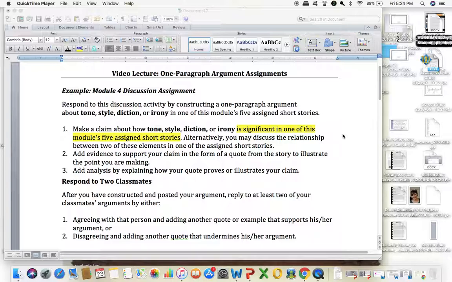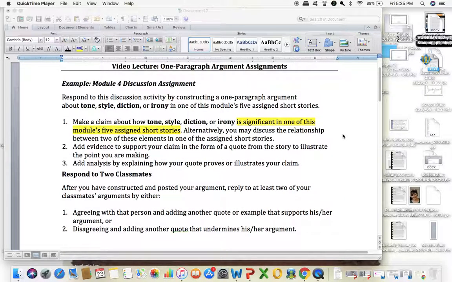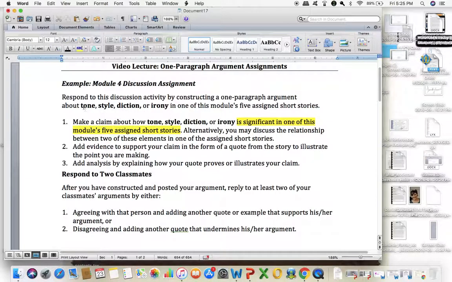In particular, I'm going to be talking about The Yellow Wallpaper. That's one story that I don't think anybody talked about in Module 4, so I'm going to go ahead and talk about it. The Module 4 discussion assignment doesn't look that different from any of the other discussion assignment criteria. The only thing that changes is the literary elements that you need to discuss in that particular discussion.